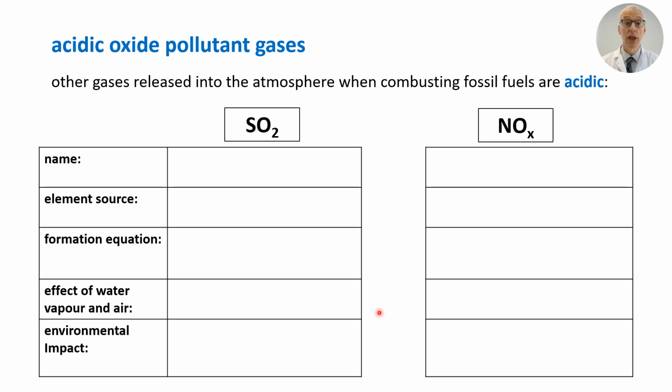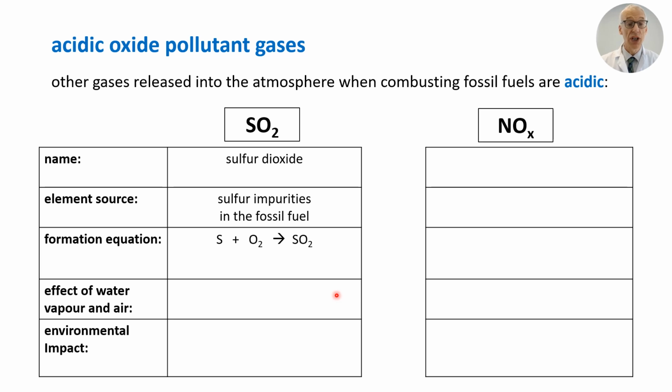Okay, so SO2 is, of course, sulfur dioxide. Where does the element sulfur come from? It's an impurity in the fossil fuel. So fossil fuels contain sulfur as an impurity. They are products of animal proteins or plant proteins which contain sulfur. So when a fossil fuel is combusted, the sulfur is also combusted to make sulfur dioxide.